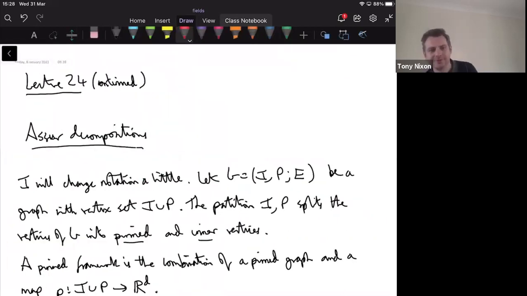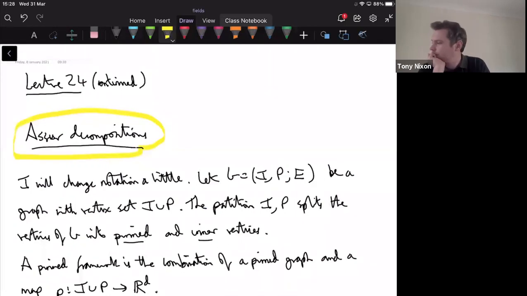Yes, this is the right one. So I'm going to change topic basically completely to something called Assur decompositions. Actually, this was something I was humming and ahhing about including, but Sean, who I can see is here, said he did want to hear a bit about them. So let's see what I can say in the second half of the lecture.